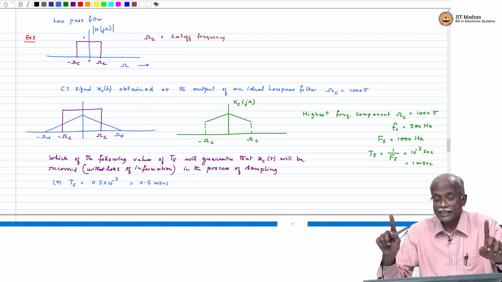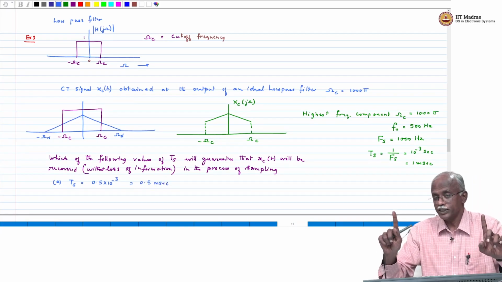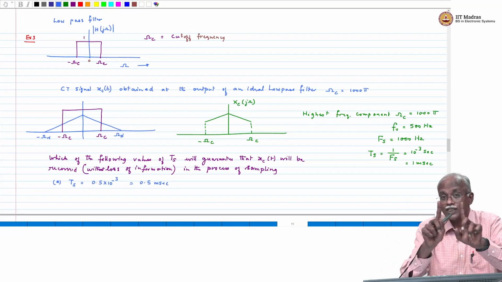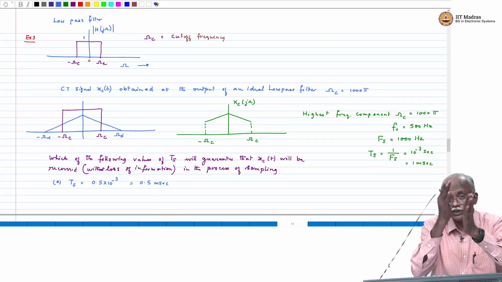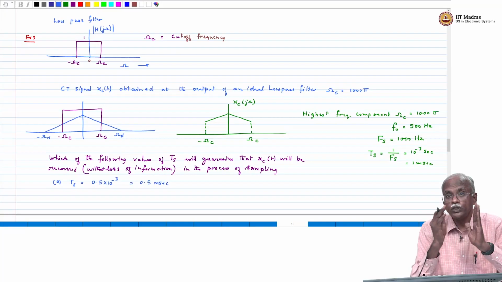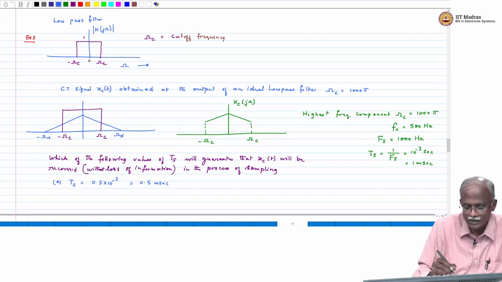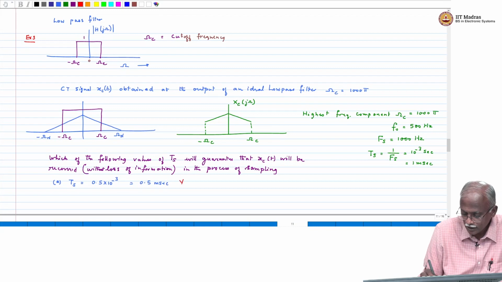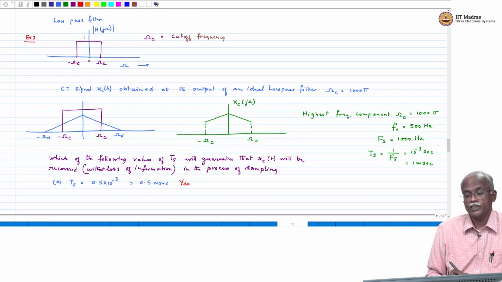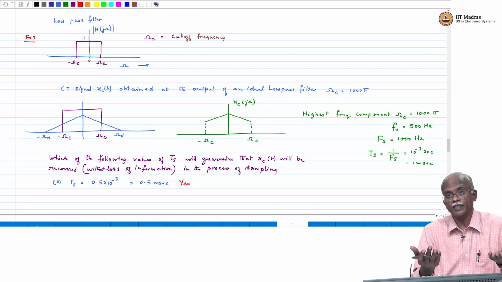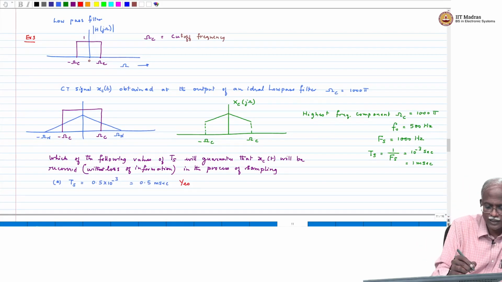We know that 1 millisecond will work, right? That satisfies the Nyquist criterion. If you sample at a faster rate, meaning the sampling period has gone down, do you think you will still be able to recover the signal? The answer is definitely yes. In this case, you will be able to recover the original signal because you are over satisfying the Nyquist criterion.